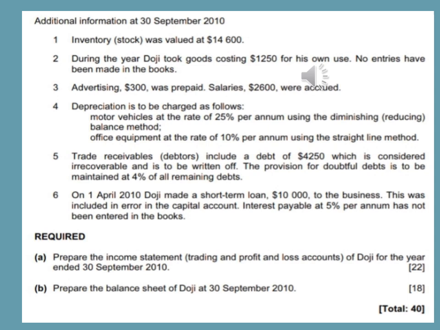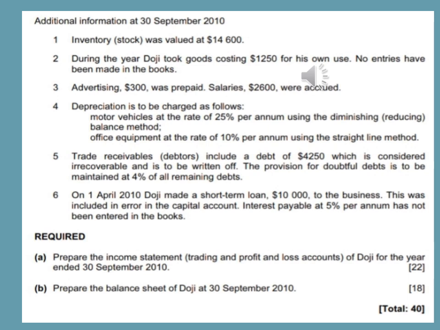The first is inventory stock was valued at 14,600. This is the closing stock. Opening stock comes in the list of balances and the closing stock comes outside the list of balances as an adjustment. Closing inventory will be subtracted from the cost of goods sold to arrive at the gross profit, and it will also come in the current assets as the closing inventory. So these are the two places that it will come into in your income statement and balance sheet.